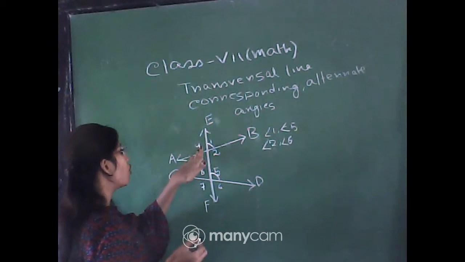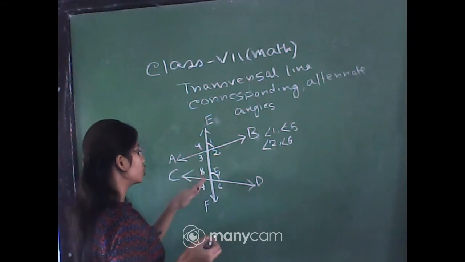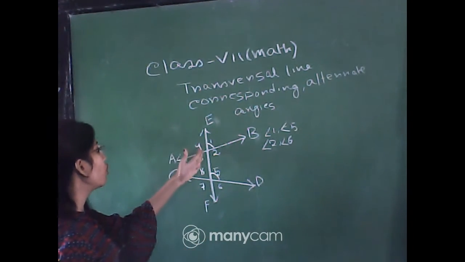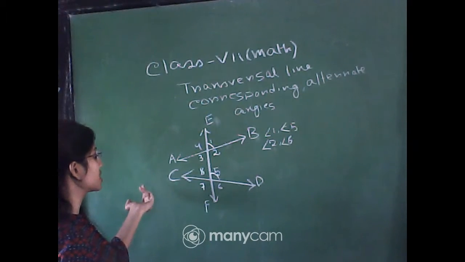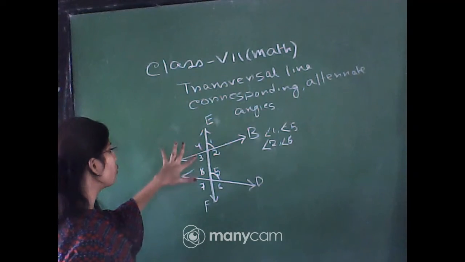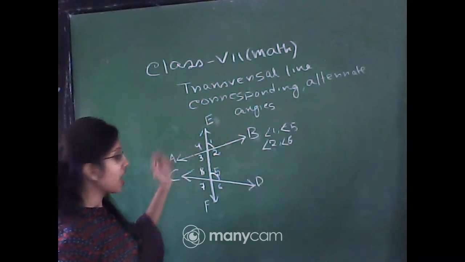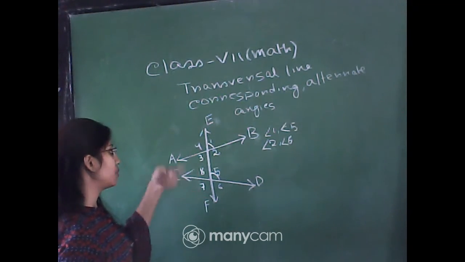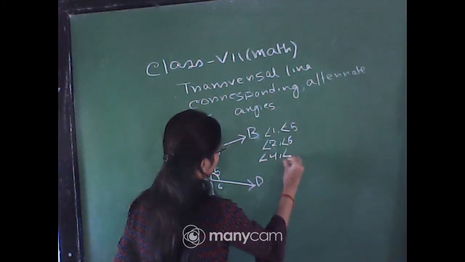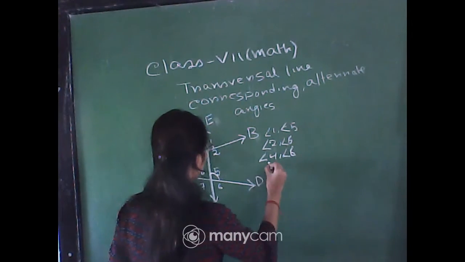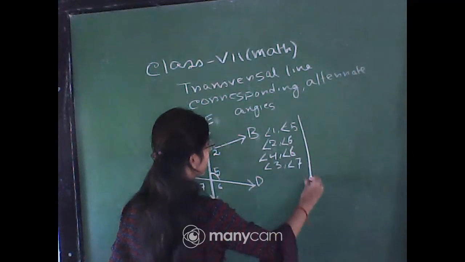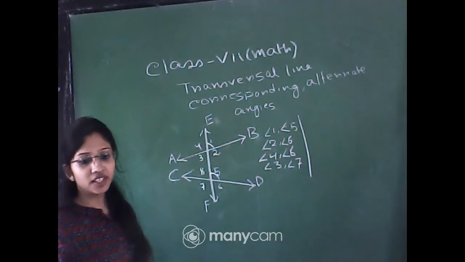Similarly, angle 4 and angle 8 are corresponding angles because they have different vertices. Angle 4 and angle 8 are on the left side of the transversal line, and angle 4 is above the line AB and angle 8 is above the line CD. Also angle 3 and angle 7 are corresponding angles. These are the corresponding angles.